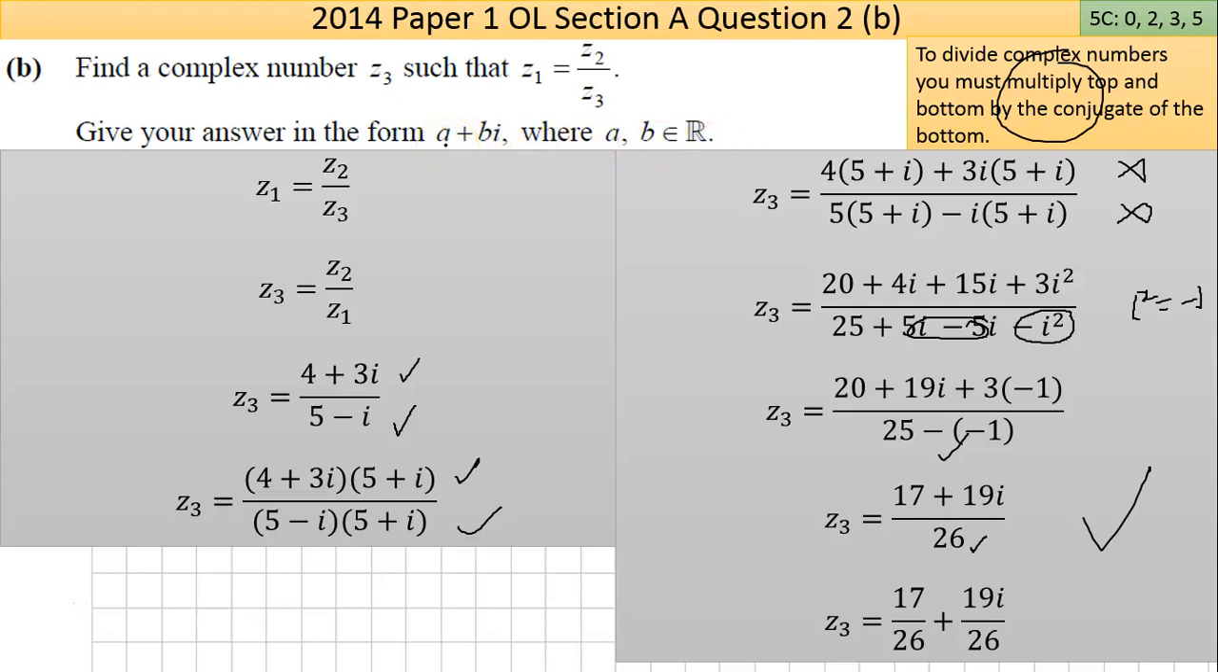So if I need to have a as its own number and bi as its own number, I divide the 26 into both terms. So it's 17 plus 19i over 26, and that's in the form of a plus bi, where a is 17 over 26 and bi is 19i over 26. Small thing, but still worth a mark.